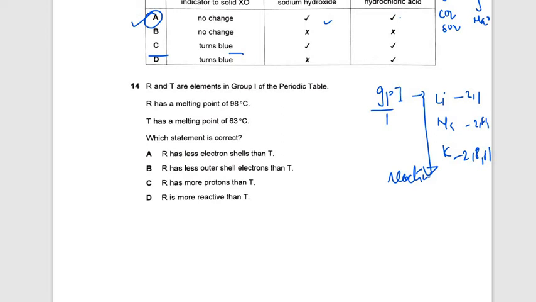Okay, so they give you data for melting point and boiling point. Okay, group number 1, as you go down, what happens to the melting and boiling point? It decreases. So this is the hint you have, right? So it means R will be on top and T will be below. So R will be less reactive than T. It means R should have fewer electron shells than T. Correct, as we have discussed here. So option number A is the only correct option you have.